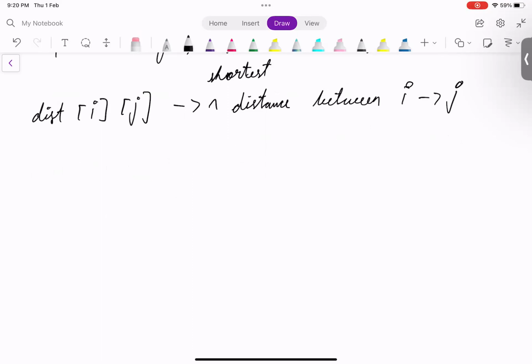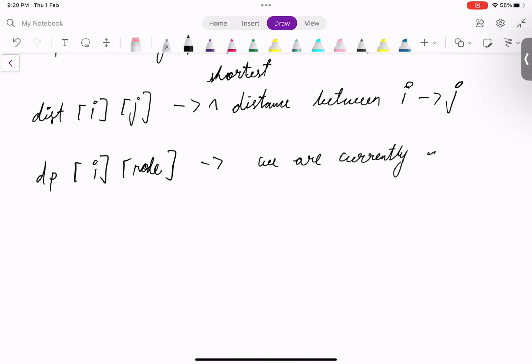Now comes the DP part. In DP, we have a 2D DP: DP of i and node. What this denotes is that we are currently on the ith day.